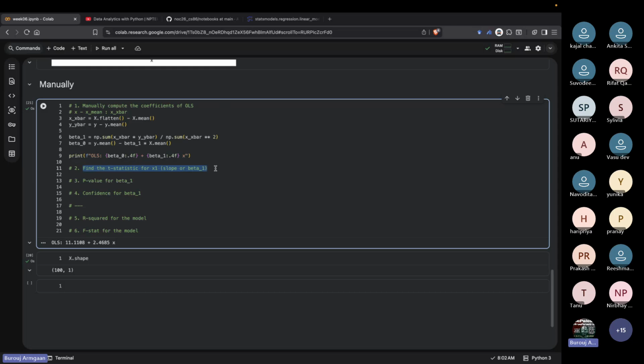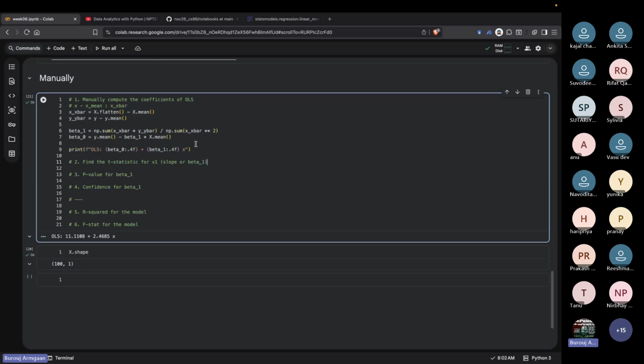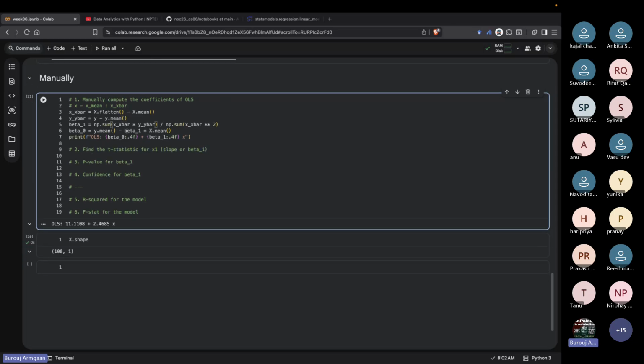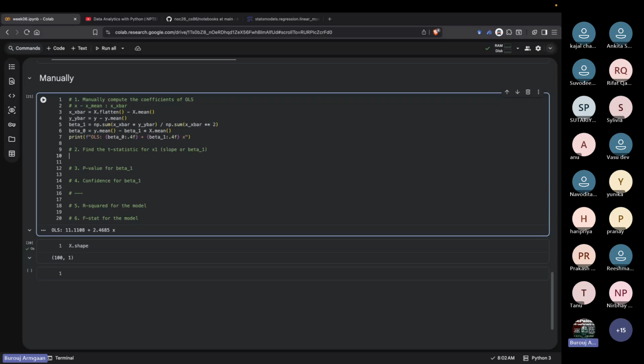How do we get the t statistics after this? Okay, so to do that, let's compress this part a bit. Now we can move on to the test statistic.